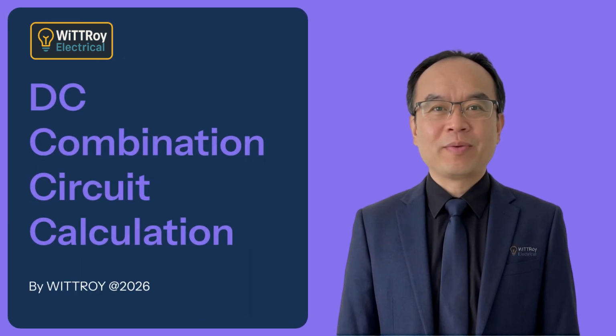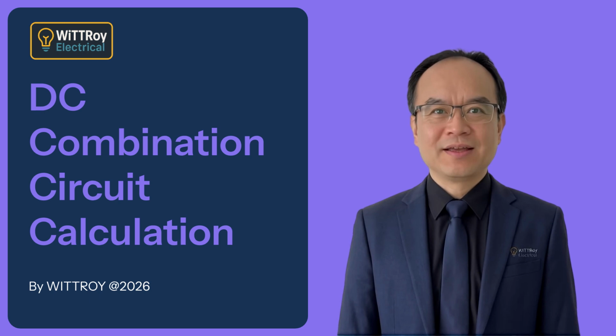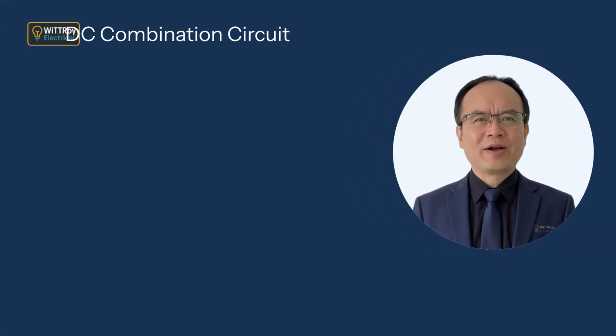Today we're going to do a combination DC circuit calculation, focusing on understanding how to find the total resistance, total current, and the individual voltage drops, currents, and power dissipation across each resistor. Let's break down each step carefully to grasp these essential concepts. Let's look at the question first.